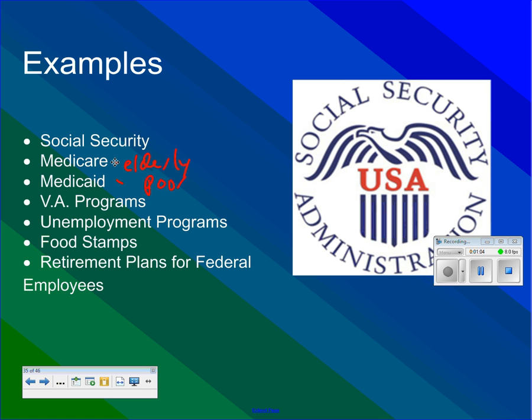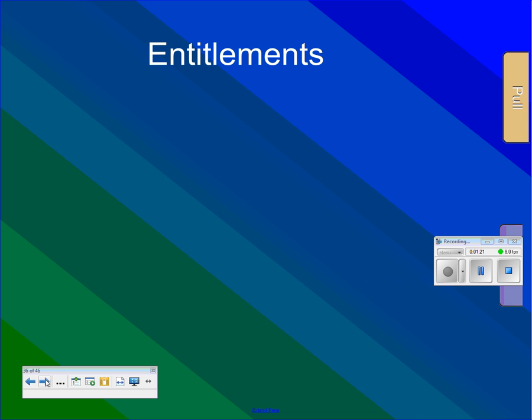All right, Veterans Administration programs, anything to help veterans is an entitlement program. Unemployment programs, such as food stamps, WIC, things like that. And then retirement plans for federal employees are also entitlements. So those are examples, and we know that they are guaranteed, defined by law.